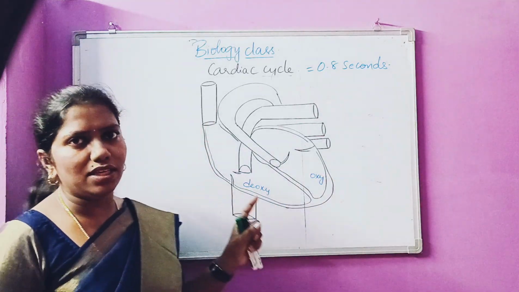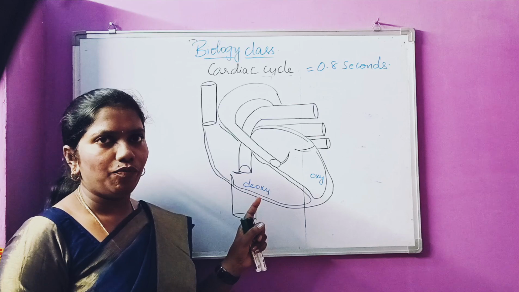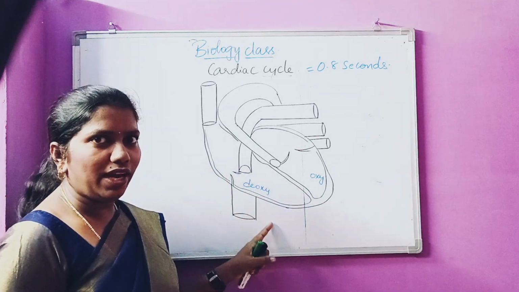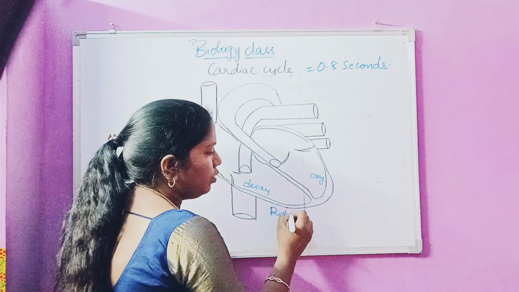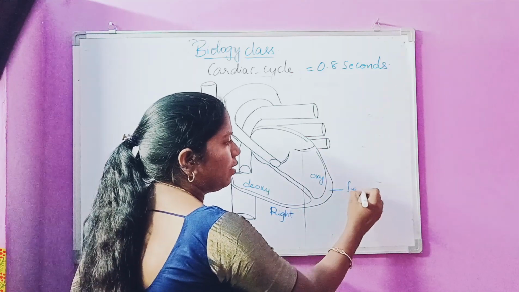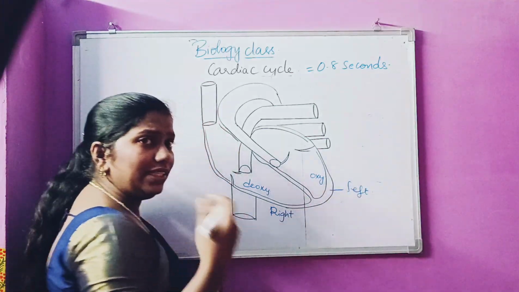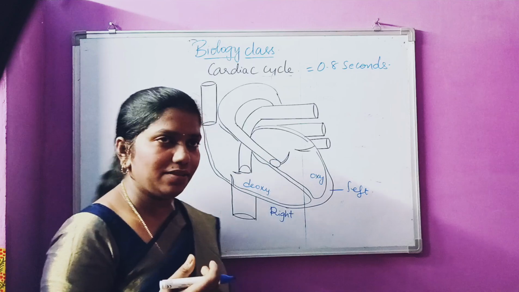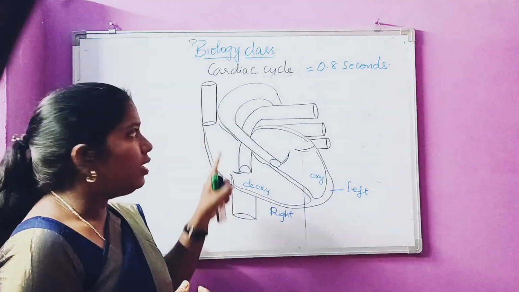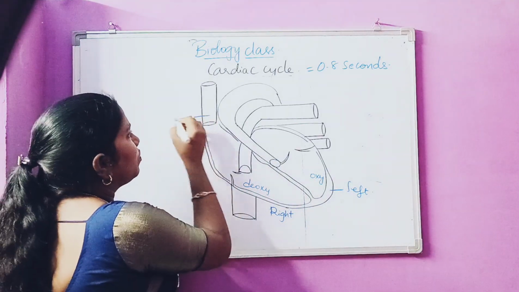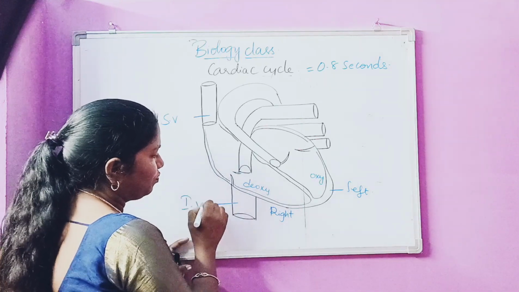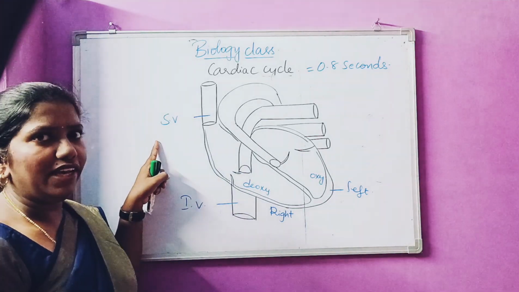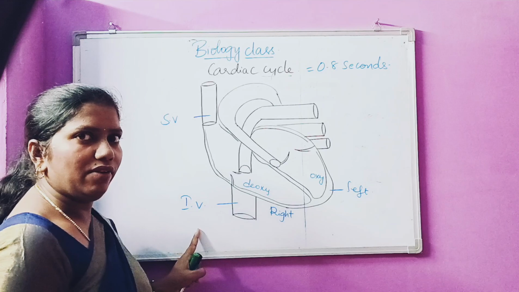We have seen this in the previous video: how blood is brought to the right side, and how blood is brought to the left side. So we will see in detail how the cardiac cycle works. Look here. This is the superior vena cava, or the precaval vein. This is the inferior vena cava.